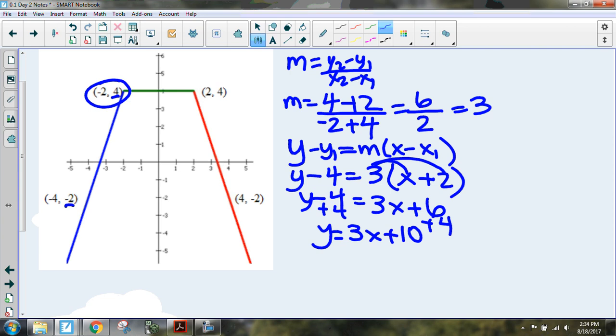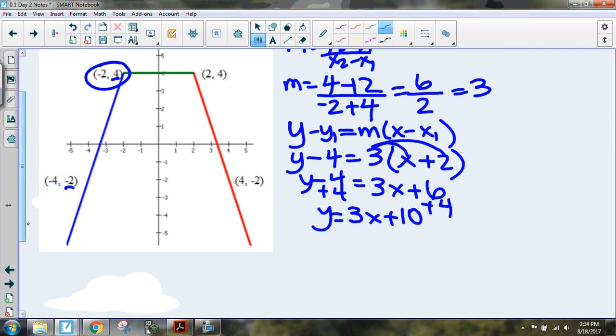Now to remind you, you can always rewind the video and pause as you go along to make sure you understand. Okay? So that's our equation for the blue line. Now if you remember for the green line, it's a horizontal line, and the equation of a horizontal line is y equals just a number, no x. We look at what our y value is, and our y value is 4, so y is going to equal 4, and that's the equation of the green line.